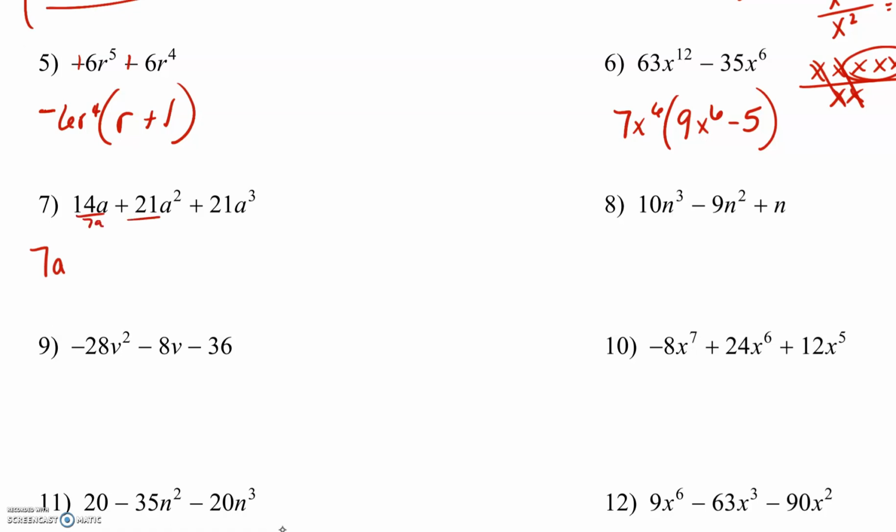So again, we're doing the same process. We're going to divide by that value we're taking out. 7 goes into 14 twice. A divided by a is 1. Plus 7 goes into 21 3 times. A squared divided by a would leave us with 1a. And 7 goes into 21 3 times. And a cubed divided by a would be a squared. I am going to reverse this and write it in standard form. It's good practice.